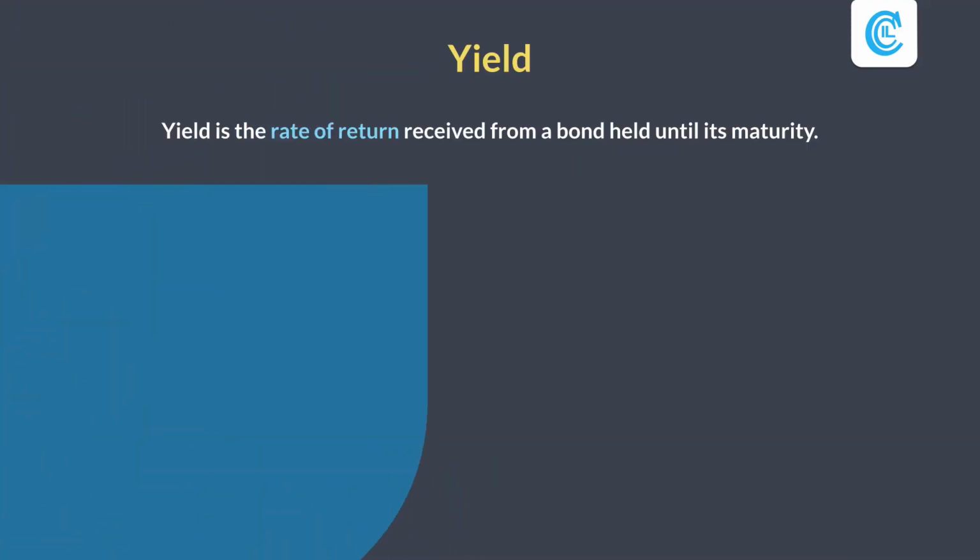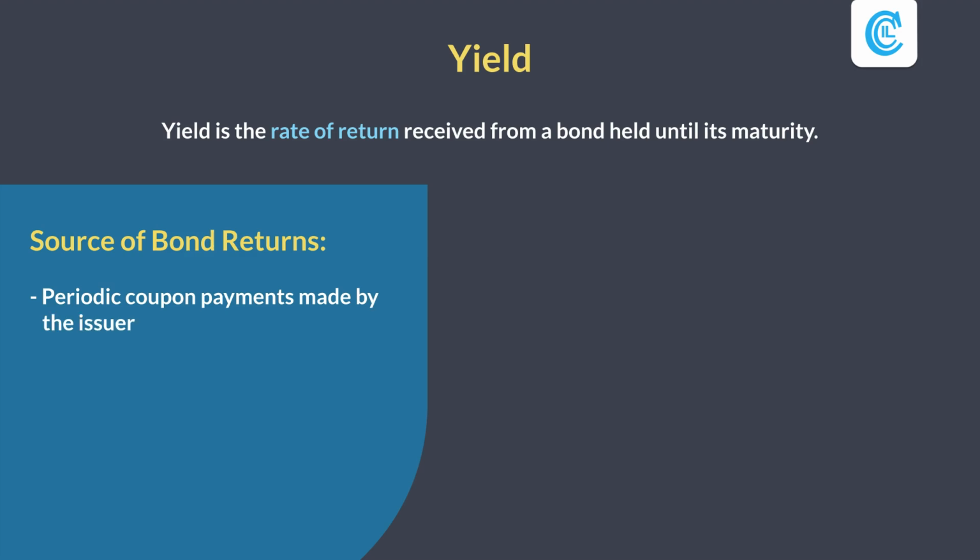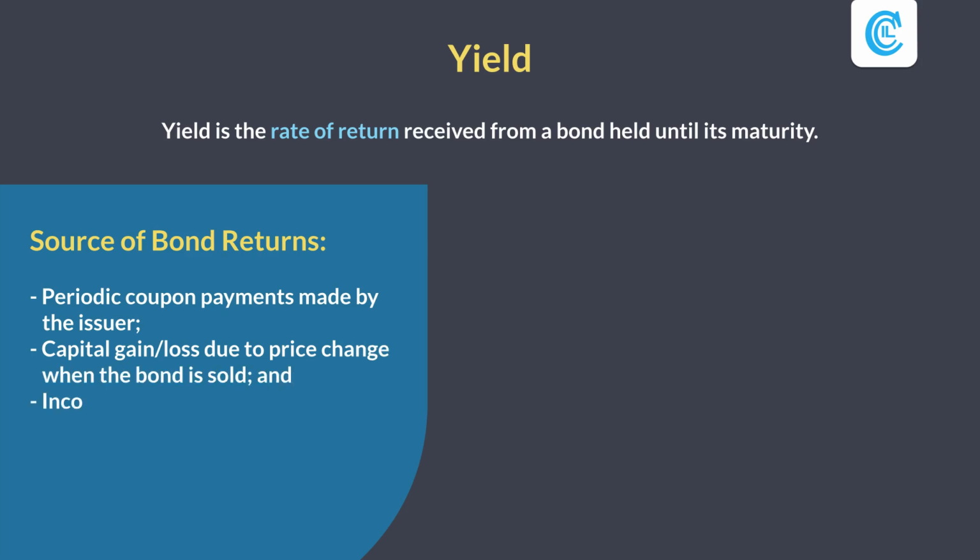A bond investor can expect to receive a return from one or more of the following sources: the coupon interest payments made by the issuer, any capital gain or capital loss when the bond is sold, and income from reinvestment of the interest payments, that is interest on interest.